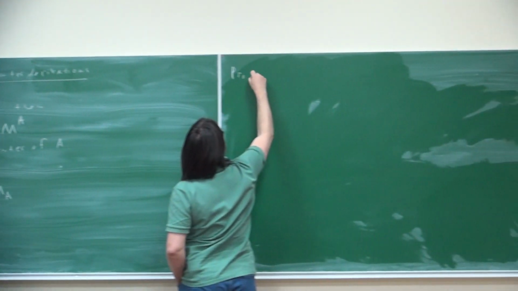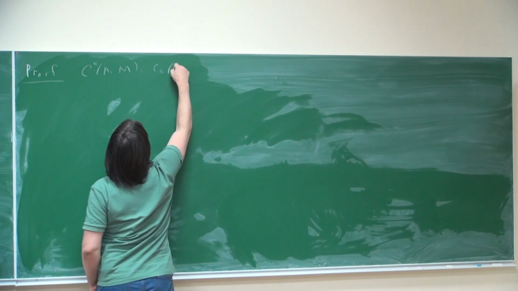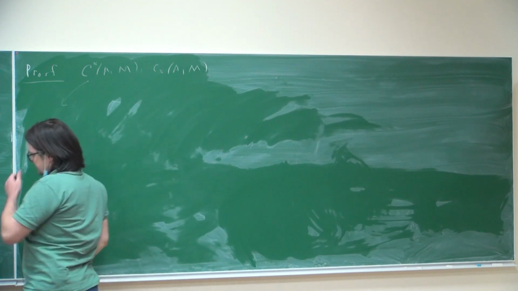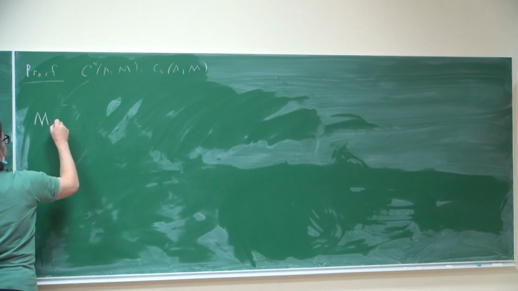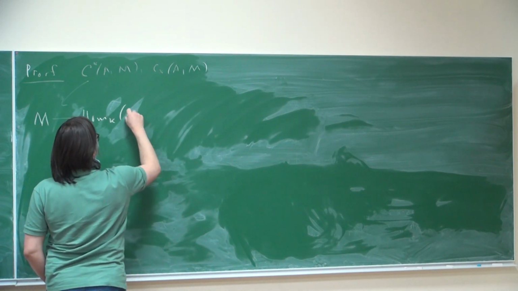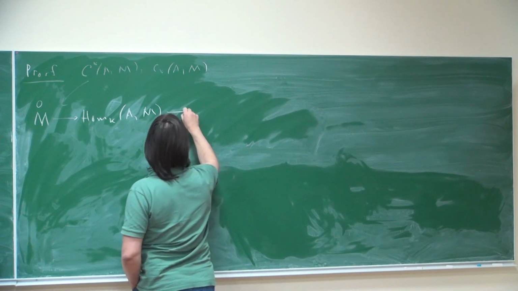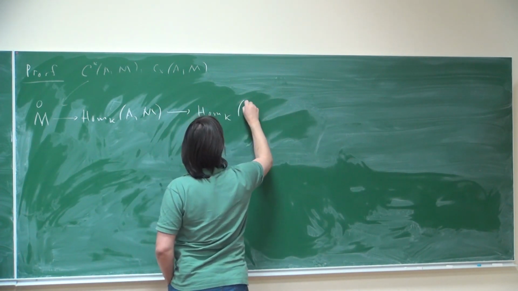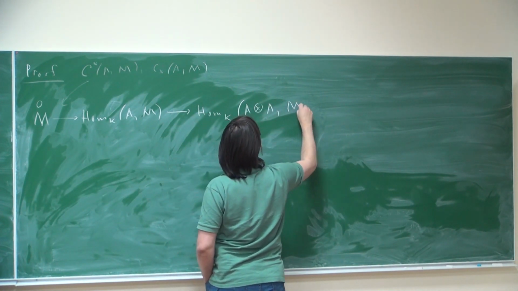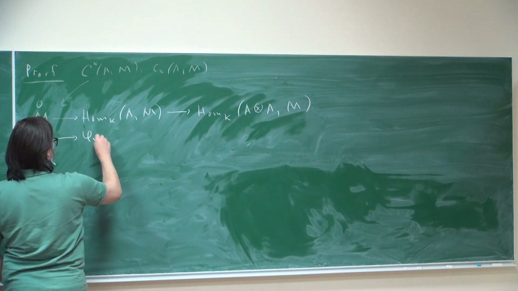So the proof is quite simple. We simply write down the beginning of the complexes C^*(A, M) and C_*(A, M) and see that here we have the sequence: M in degree 0, then Hom of A tensor A to M. Here x goes to the map phi_x exactly.